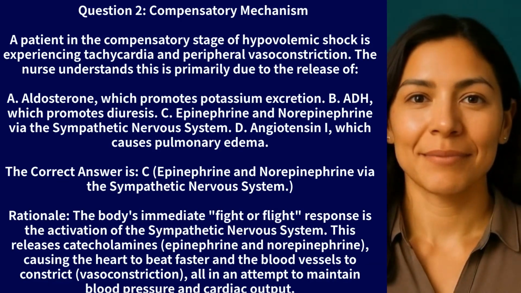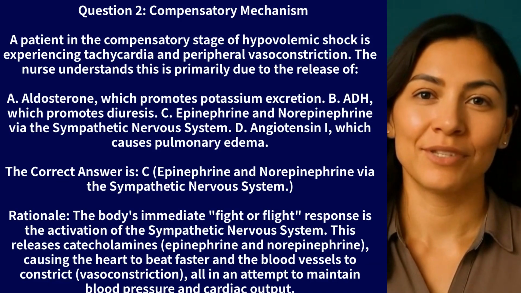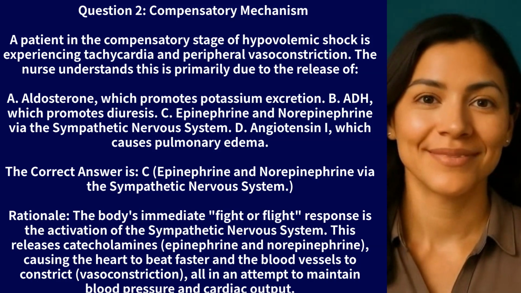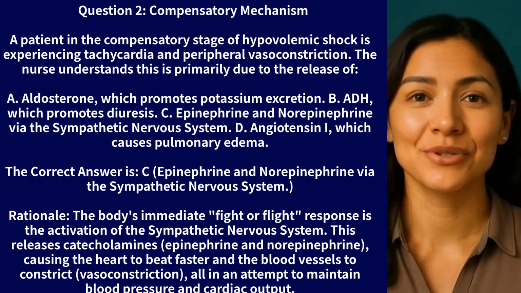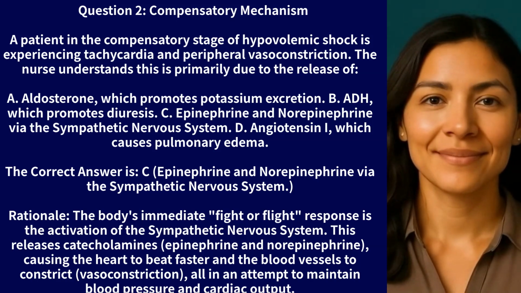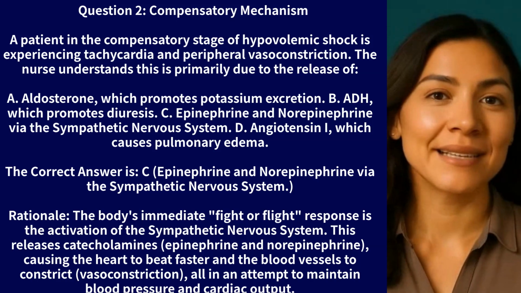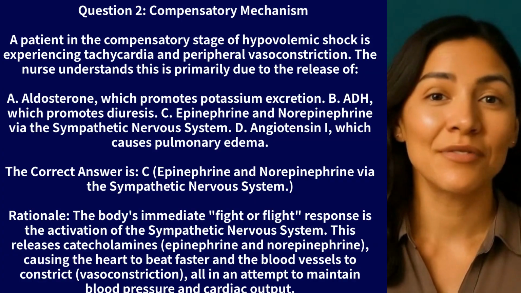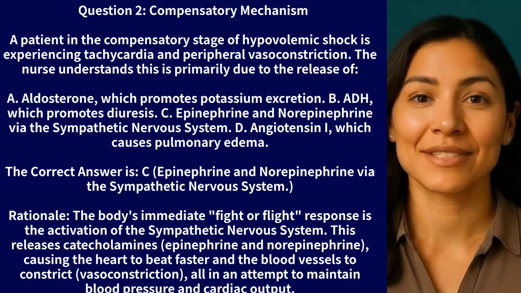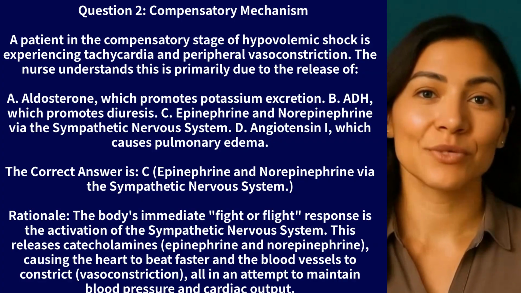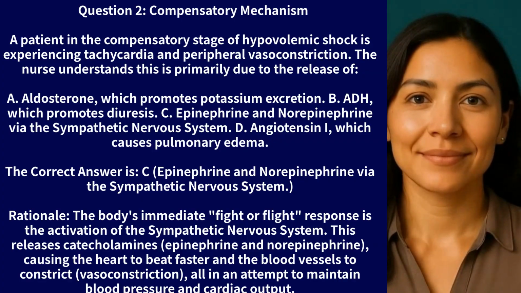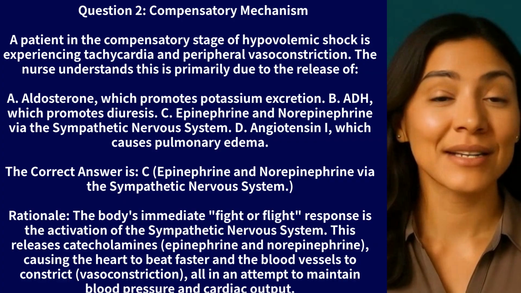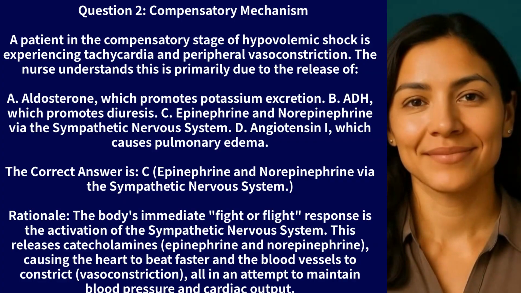Question 2. A patient in the compensatory stage of hypovolemic shock is experiencing tachycardia and peripheral vasoconstriction. The nurse understands this is primarily due to the release of A. Aldosterone, which promotes potassium excretion. B. ADH, which promotes diuresis. C. Epinephrine and norepinephrine via the sympathetic nervous system. D. Angiotensin 1, which causes pulmonary edema. The correct answer is C. Epinephrine and norepinephrine via the sympathetic nervous system.